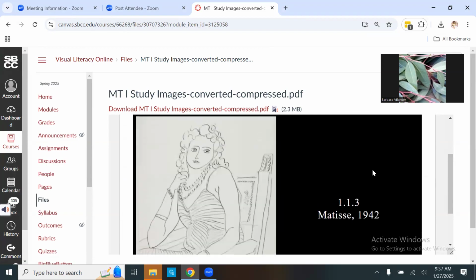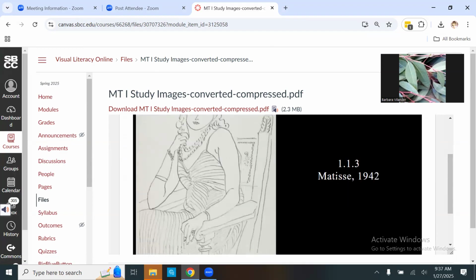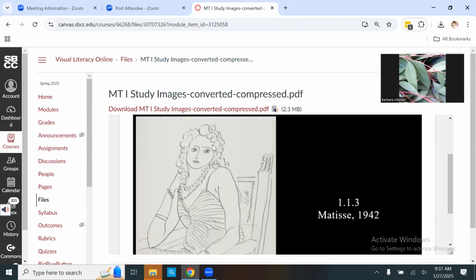Okay, so this is what they look like. This is the plate number of that image in your textbook, so that's where you can find it in your textbook. I want you to know that it's by Matisse. It was done in 1942. In lecture, I'll tell you the other relevant information that I want you to know about this particular work of art. For example, this is in a chapter that talks about lines.